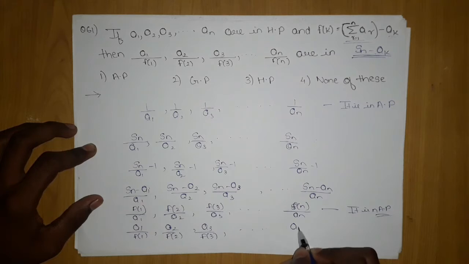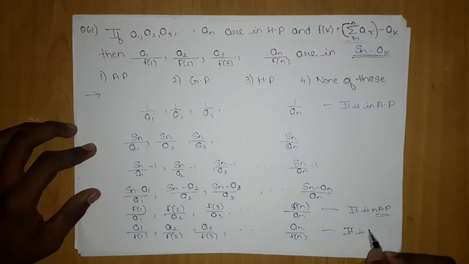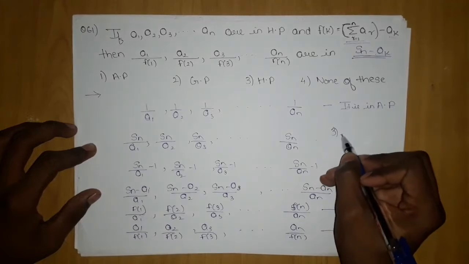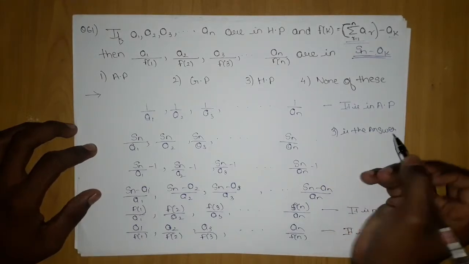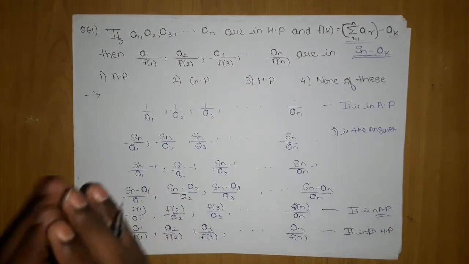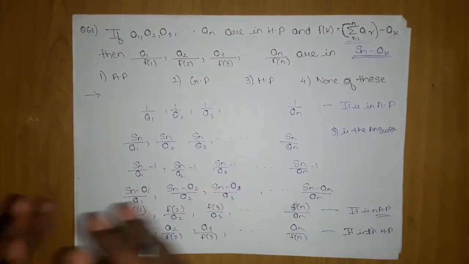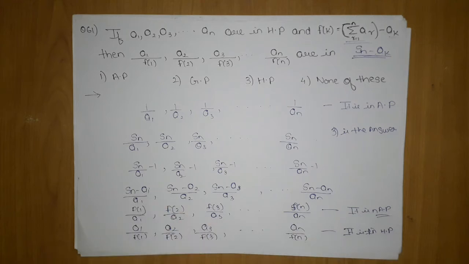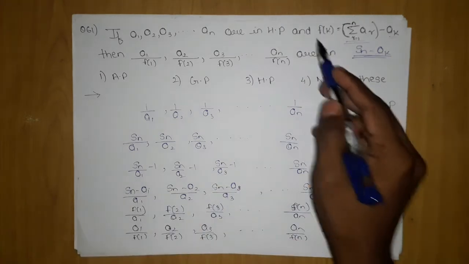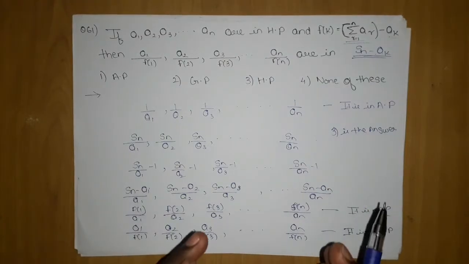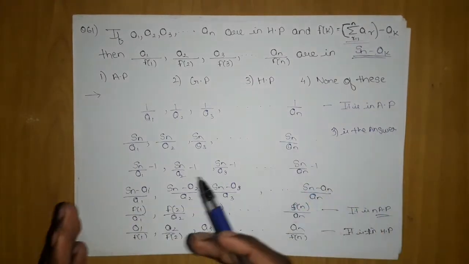Okay, now I will give you a brief summary of how to approach these problems. Okay, it is in HP. So third is the answer. Now when you see something like a1 to an given in HP, many varieties which we have discussed use this thing. When a function appears, try to manipulate the things. Try to make the function appear in the series.